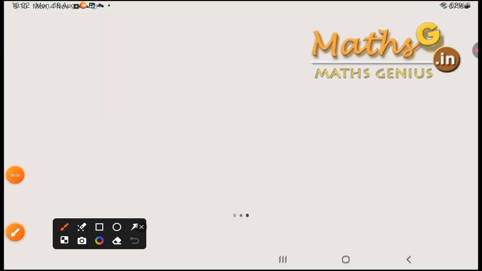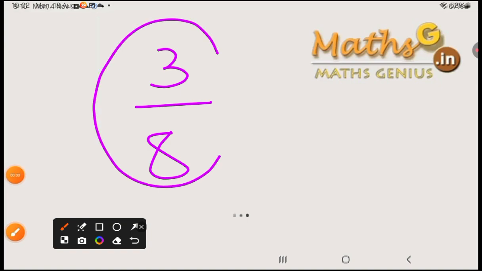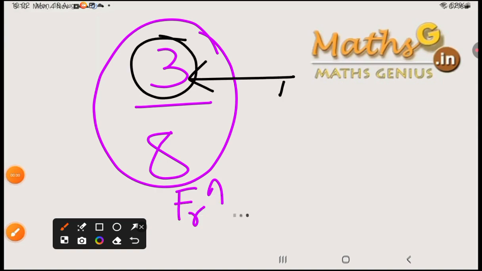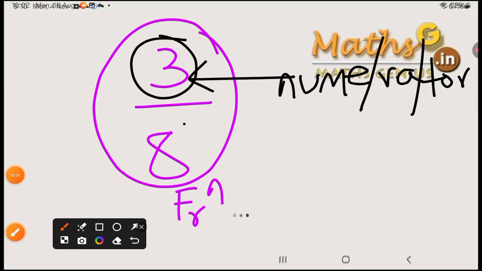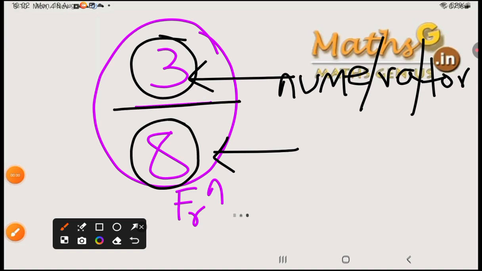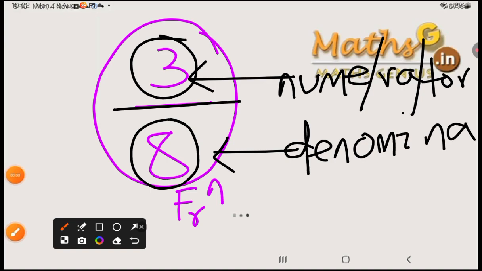Now, when we write a fraction, let's say 3 by 8, the whole thing is a fraction. But the different parts of it are: the upper part is called the numerator. The part below the line, this is the line, below that is known as the denominator.